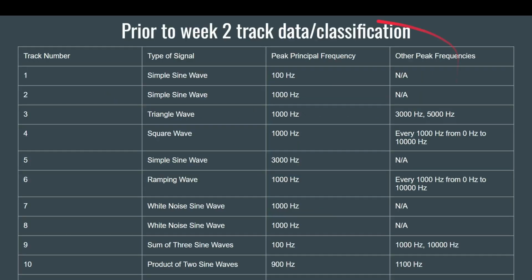So first things first, let's start off with prior to week 2 track data and classification. Here you can see I've labeled the track number, the type of signal it corresponds to, the peak principal frequency for each signal, and other peak frequencies for each signal.